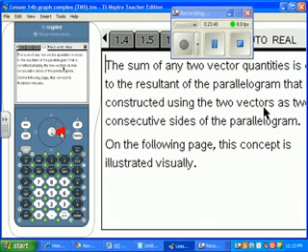The sum of any two vector quantities is equal to the result of the parallelogram that is constructed using two vectors as two consecutive sides of the parallelogram. Consecutive, you guys know what consecutive means? One after another. Parallelogram, you all know what a parallelogram is?